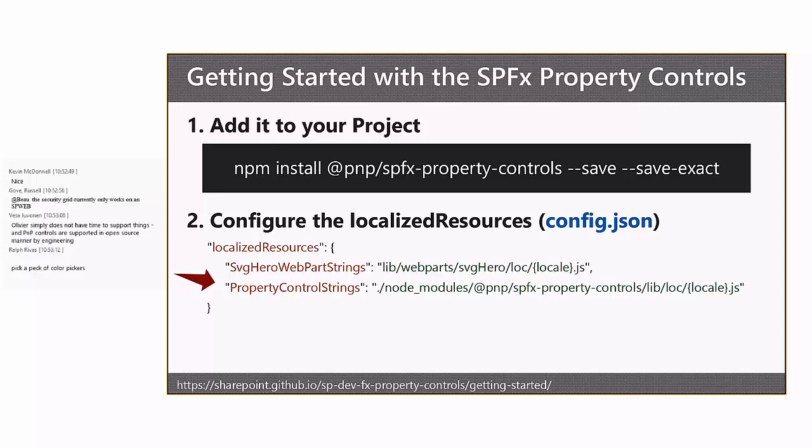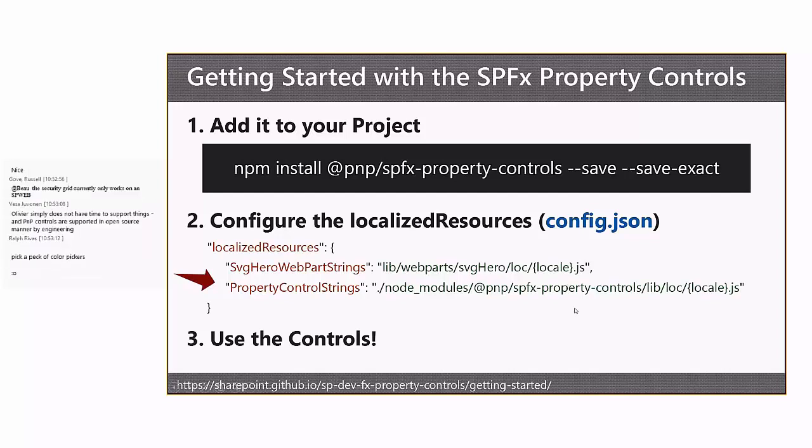And then you're going to do this one little step where you open your config.json, and underneath the localized resources node, you're going to add this property control strings. Okay? And then you're going to use the controls. It's very exciting. So I'll show you what that looks like for these two.